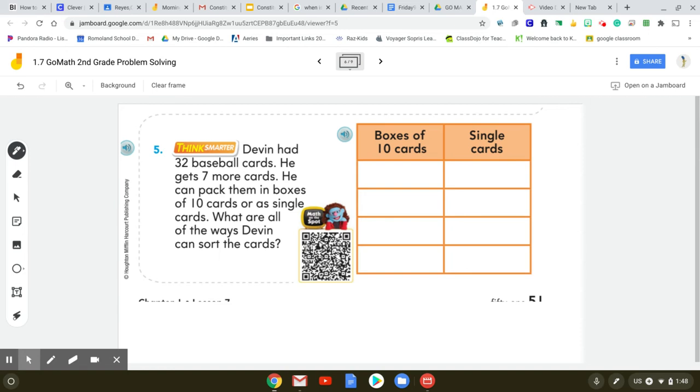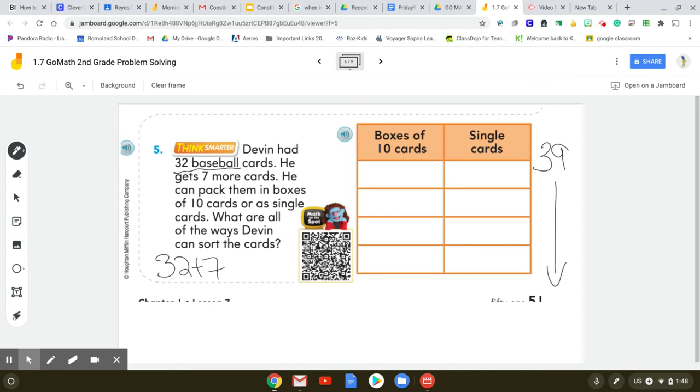So let's read it one more time. Devin has 32 baseball cards. He gets 7 more baseball cards. So how many do I have already? 32 plus 7. We need to get a total first. And 7 plus 2 is 9. So he has 39 baseball cards.